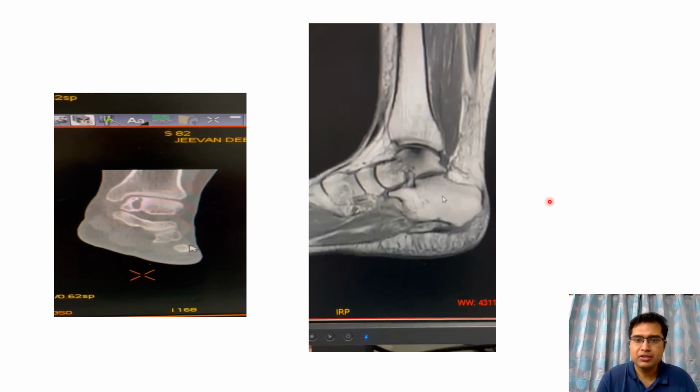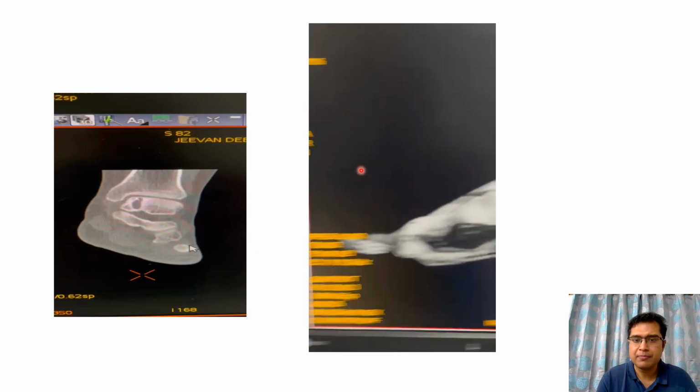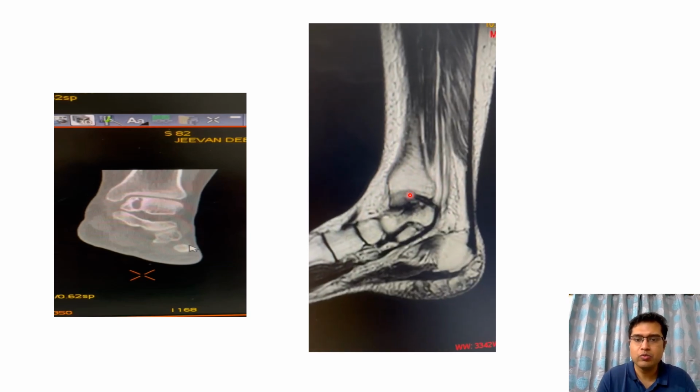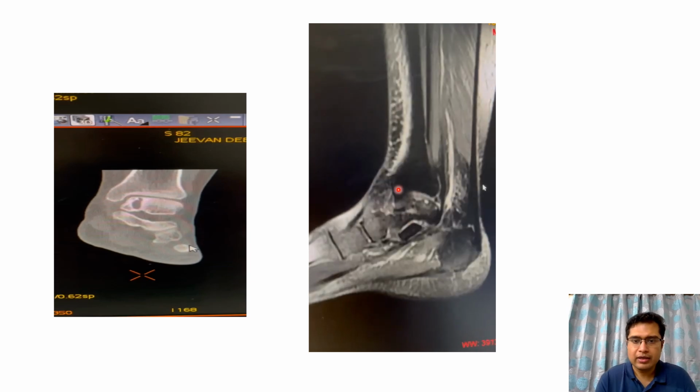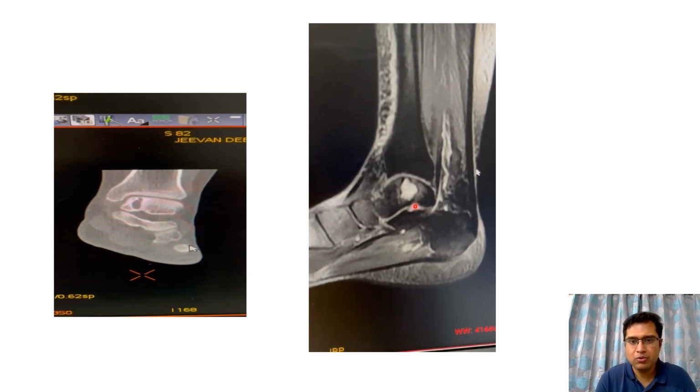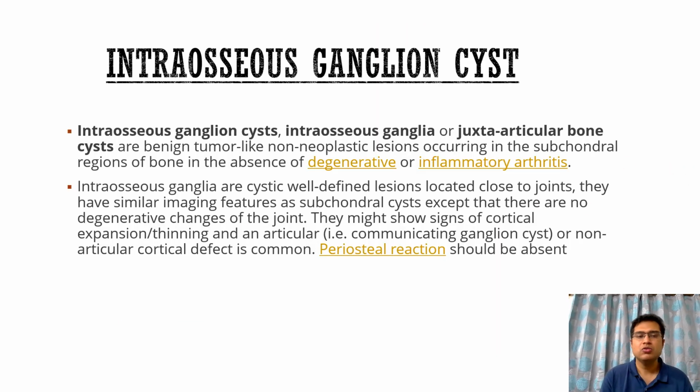This is the MRI done for this patient. These are T1 weighted images, which appear hypointense, and hyperintense on T2 weighted images. And this is the fluid sensitive sequence where we don't see any evident surrounding edema. And there are no degenerative changes as such seen in the joint. So it's a spotter case.